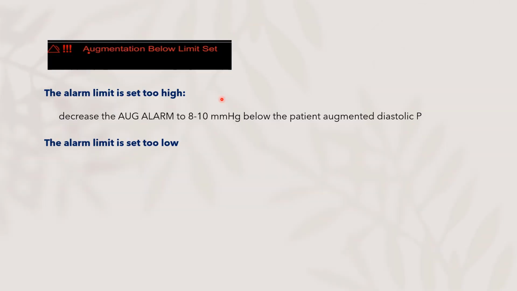Now we got an alarm that augmentation is below the limit set. The alarm limit is set too high or set too low. If the alarm is set too high, we should go down and keep the augmentation alarm 8 to 10 millimeters of mercury below the patient's augmented diastolic pressure. And if the alarm limit is set too low, that means we should increase the augmentation alarm 8 to 10 millimeters of mercury and check the alarm and check the hemodynamic status of the patient.